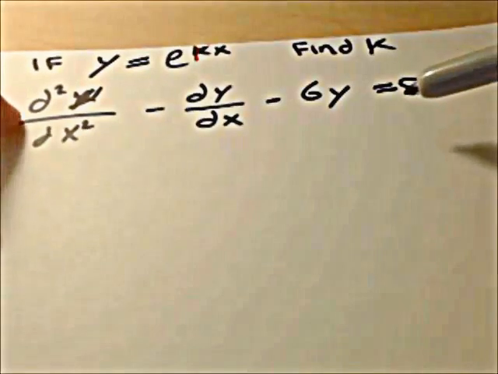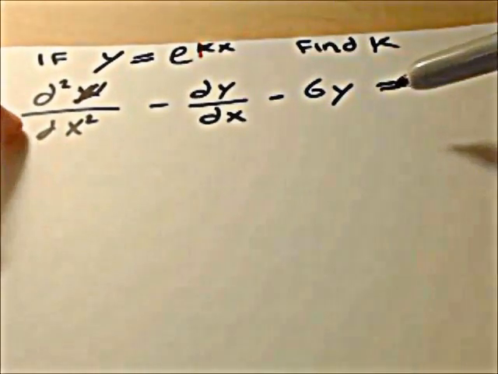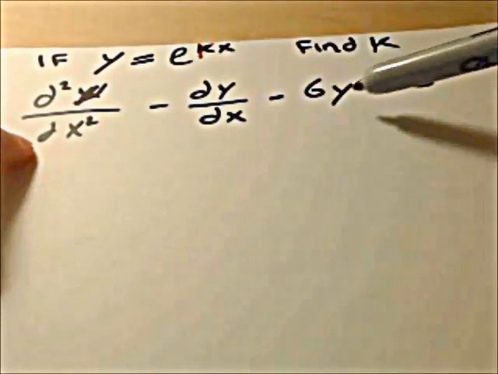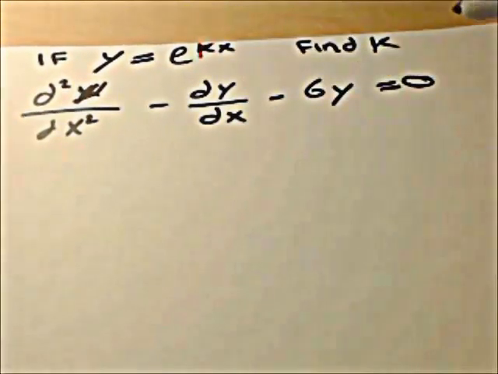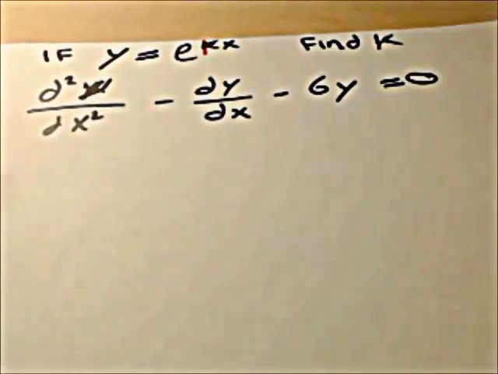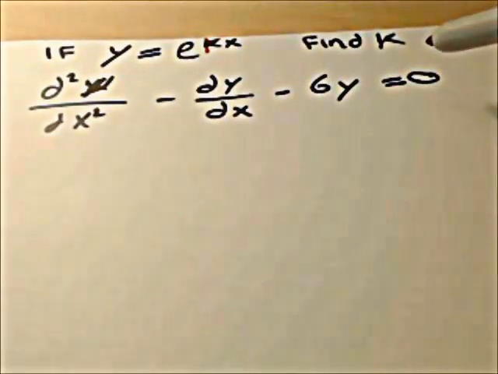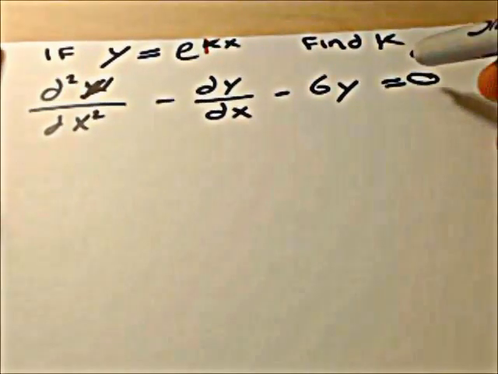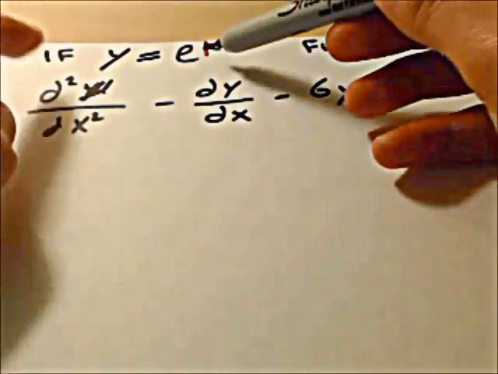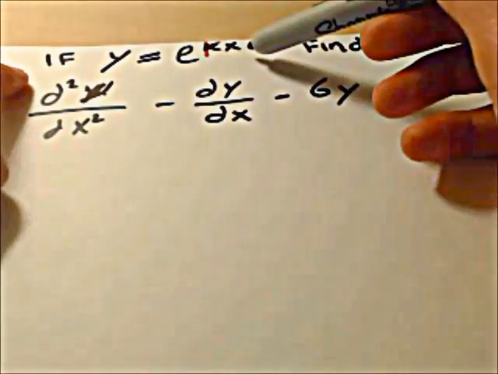So we've got the second derivative, which is d squared y over dx squared, minus dy dx, minus 6 equals 0. By the way, you can see it looks like quadratic equations. Well, we're going to find out soon. So, as usual, we try the solution. We look at y equals e to the kx.